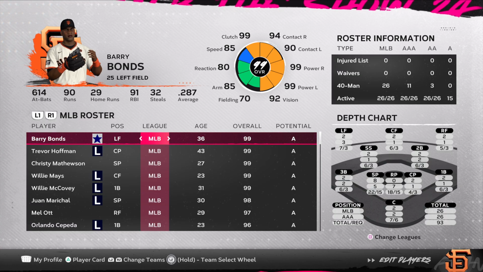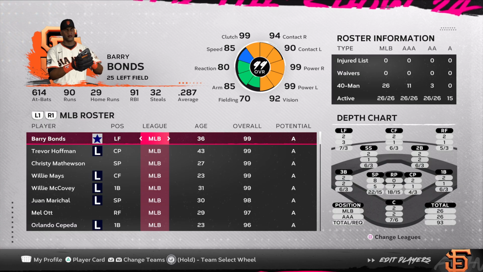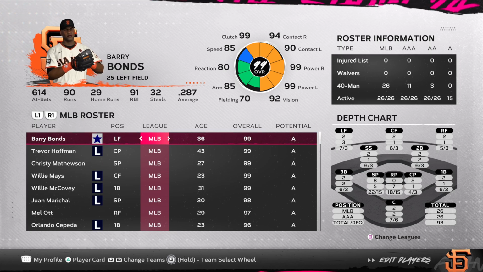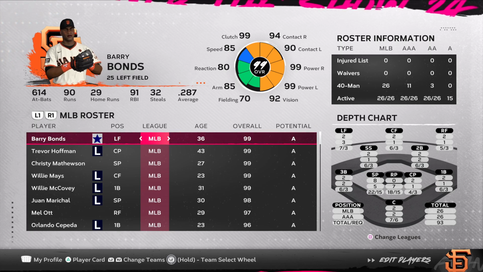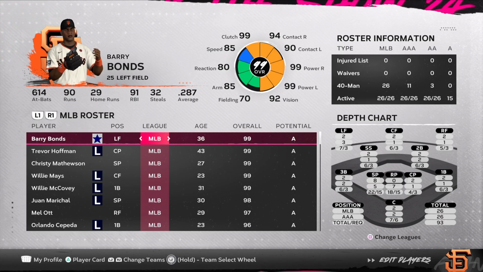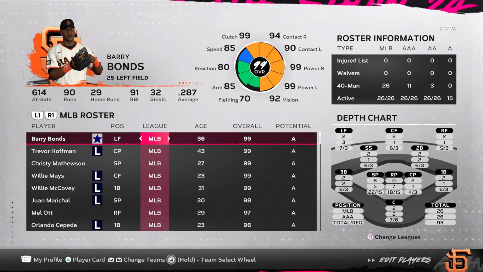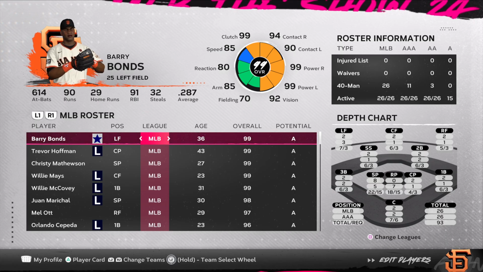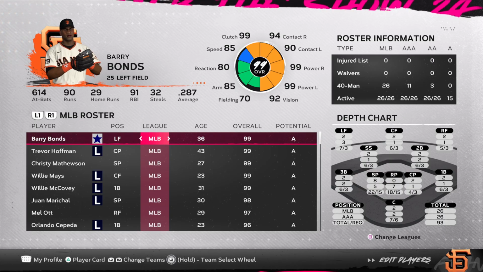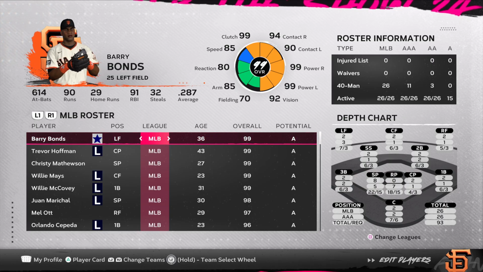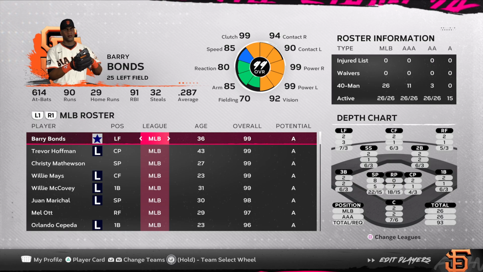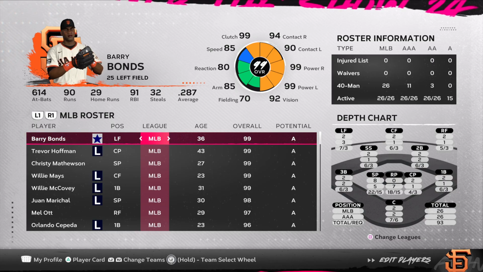Now, another thing is you might see somebody that could be out of position. Let's say, for an example, with the Boston Red Sox, David Ortiz, along with Edgar Martinez, two of the most prolific designated hitters in American League and MLB history.